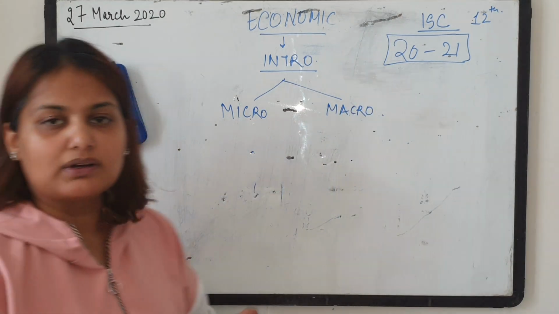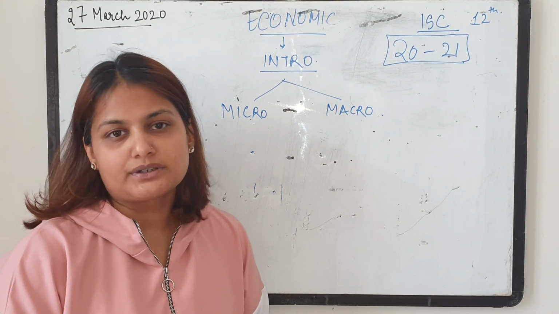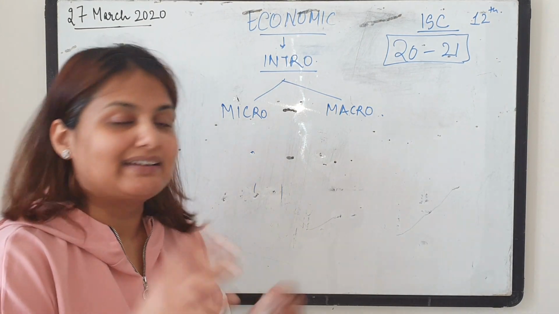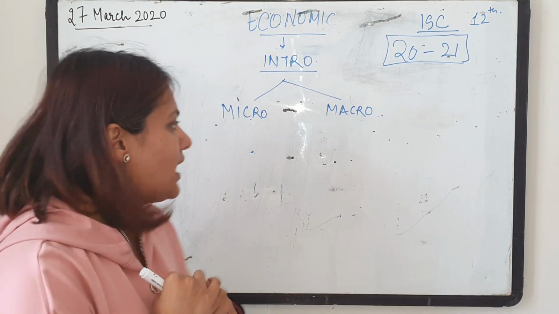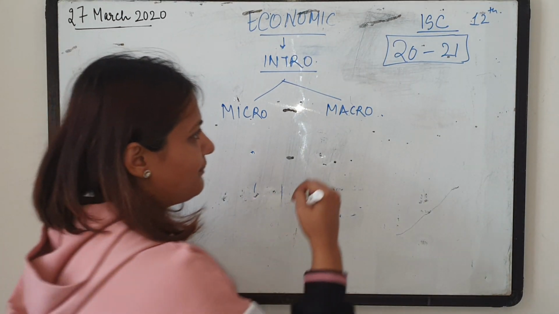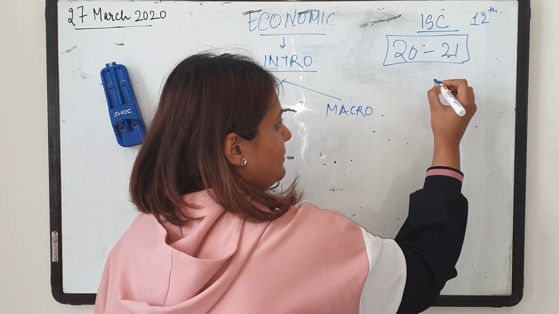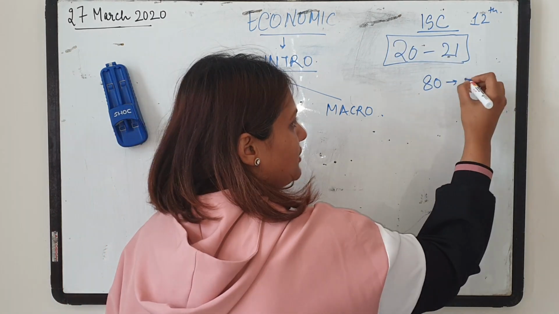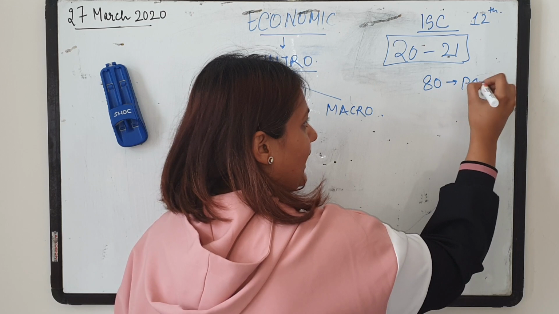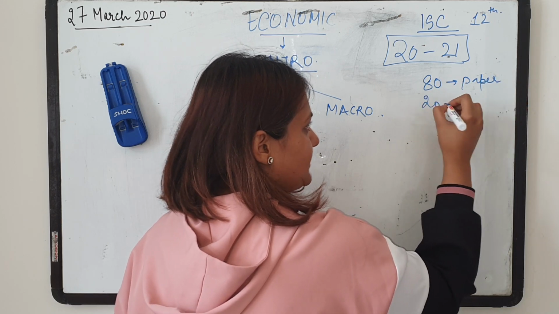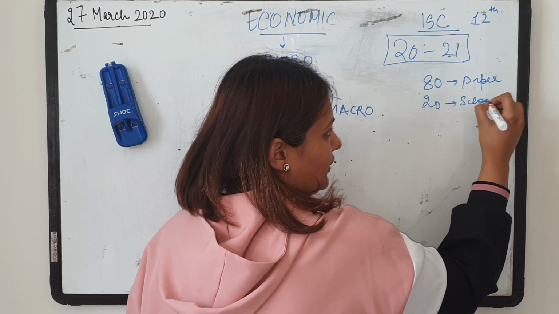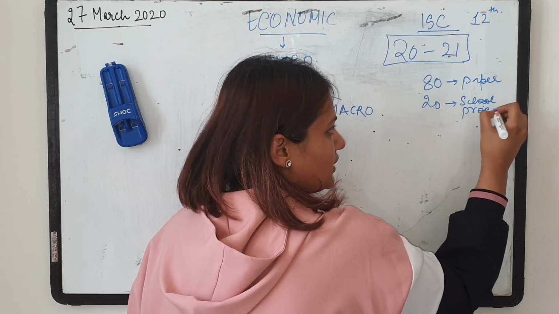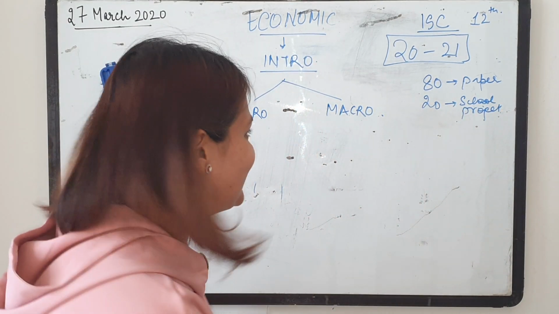And these are two streams, or you can say components of economics, which are very worldwide used for basic understanding of economics. And according to your board, the total marks, the paper would be for 80, and the 20 marks you get from your school, which is your project. So just be good to your teachers.